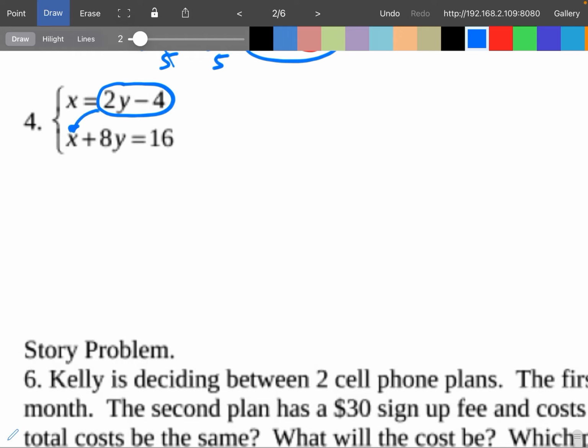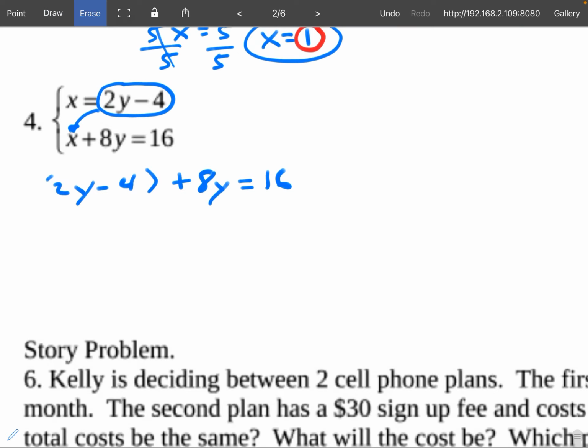So number 4, first step, solve one of the equations for one of the variables. Do we have that? Yeah, which equation? The top one. And the top one is solve for what? Yes, it is solve for x. The x is all by itself. So that means x is the same thing as 2y minus 4. So we can take that and plug that in for x into the other equation.